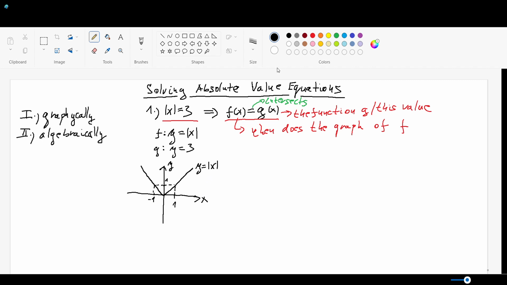Now let's sketch the graph of the second function. We look for the graph of the function y equals 3, which we already know is a constant function. If we have the number 3 here, y equals 3, this graph is represented by a straight line. This straight line is y equals 3, parallel with our x-axis.